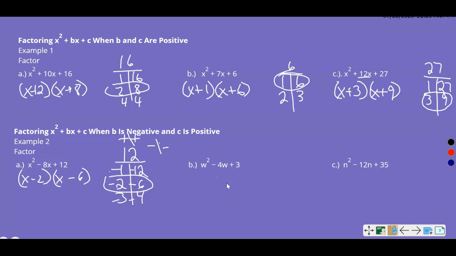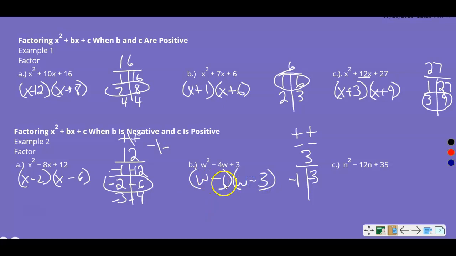All right, moving on to B part. w squared minus 4w plus 3. Quickly going to go straight to my two binomials where I have w times w equals w squared. All right, what multiplies to give me 3? Well, 1 and 3 is the only factors of 3. Again, 3 is positive, so it's got to be plus plus or negative negative. To have a negative 4 in the middle, I know that both of these have to be negative.